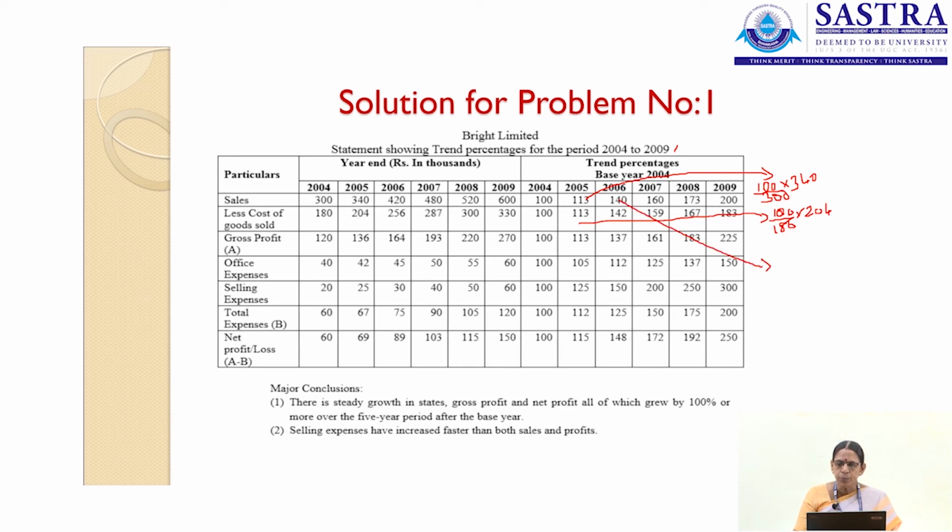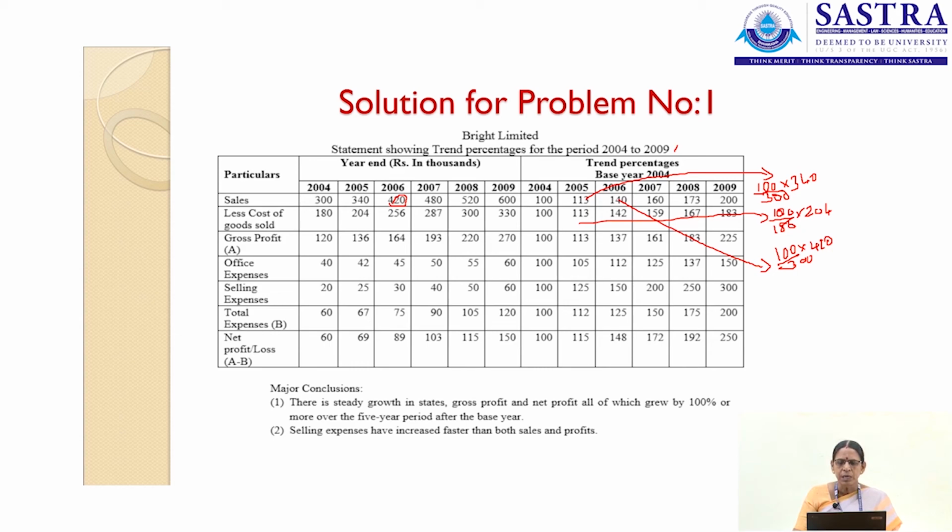Say, I will tell you how this 140 is calculated. Now, 100 by 300 into, what is the related figure here? 420. So, into 420. This is the way this 140 has been arrived. Same way 160: 100 by 300 into 480. Again 100 by 300 into 520. So, horizontally when we take this, 100 by 300 is taken.